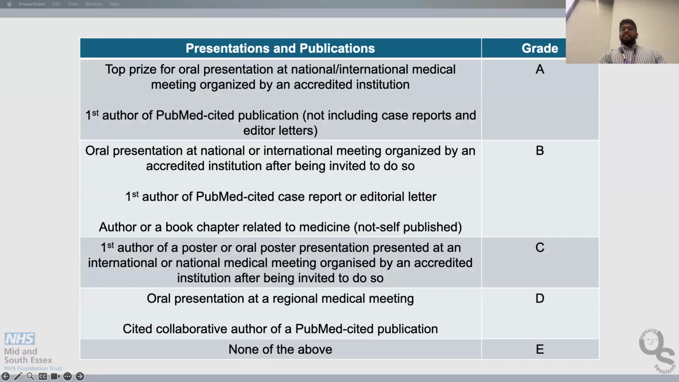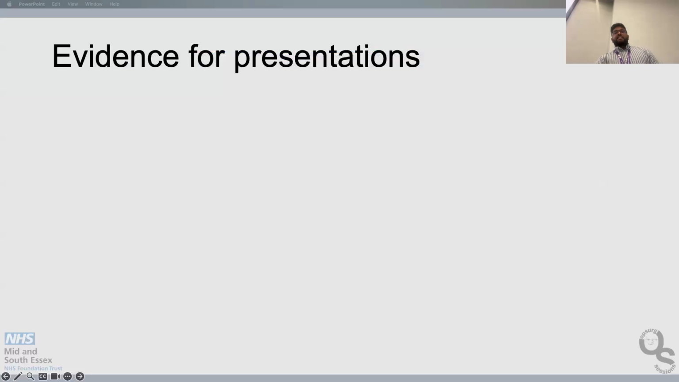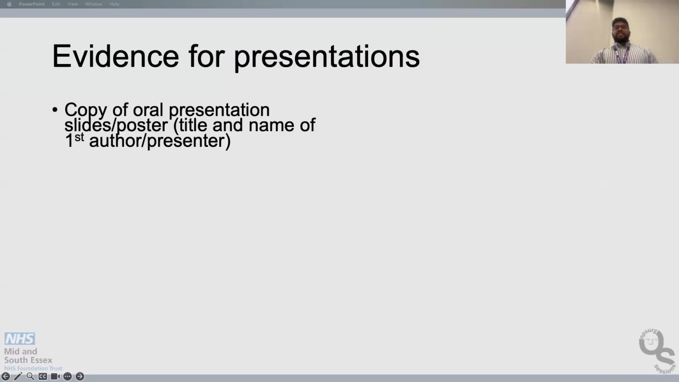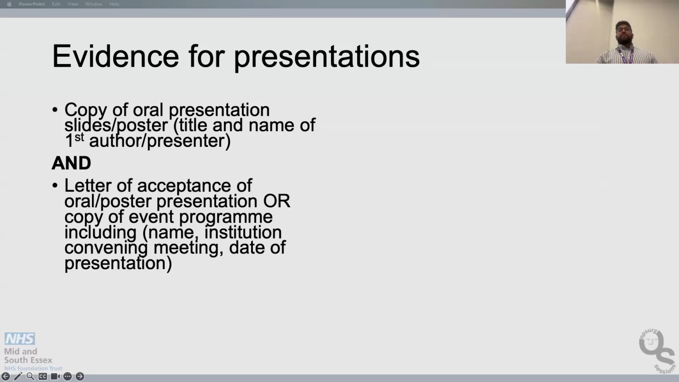So to get maximum grades in this domain, you must have either won a first place prize for an oral podium presentation at a national or international conference, or be the first author of a PubMed cited publication. It's important to know that case reports or editor letters will not get you top points. And in terms of the evidence for presentations, that will include a copy of your slides or poster, a letter of acceptance, or copy of the program, and then also a certificate of attendance.